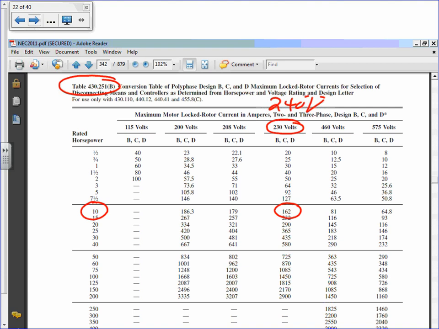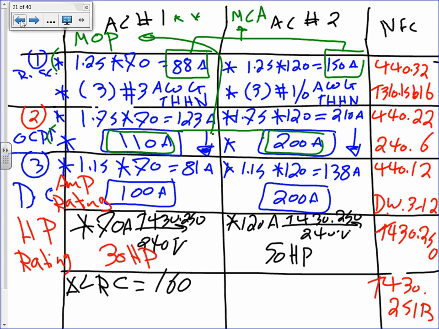See how easy that is? The horsepower rating is 10. So I go over here, back again, and the horsepower rating of this machine right now is 10 horsepower.